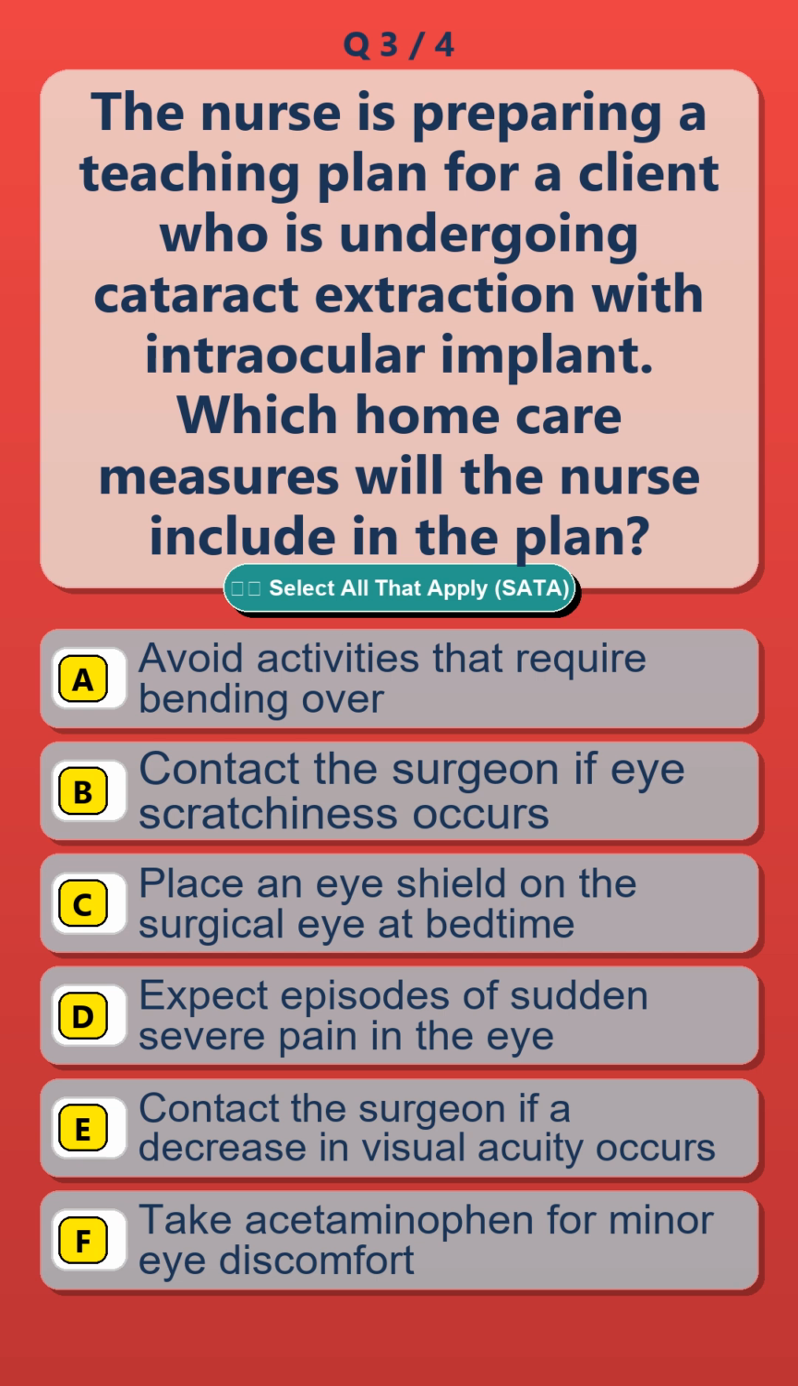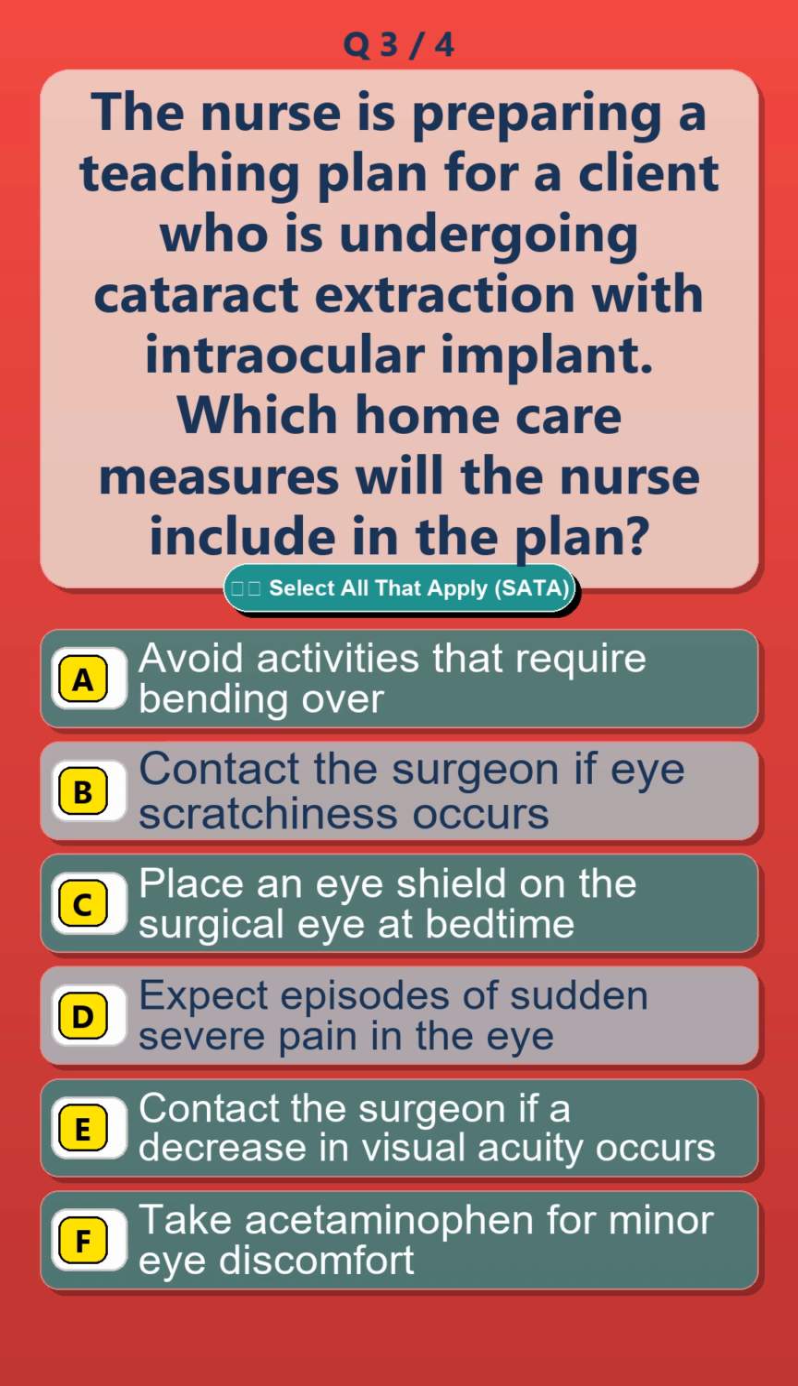Option D. Expect episodes of sudden severe pain in the eye. Option E. Contact the surgeon if a decrease in visual acuity occurs. Option F. Take acetaminophen for minor eye discomfort. The correct answers are options A and C and E and F.